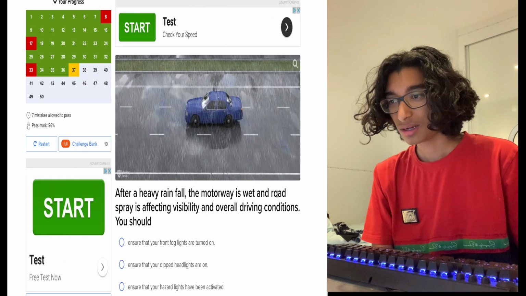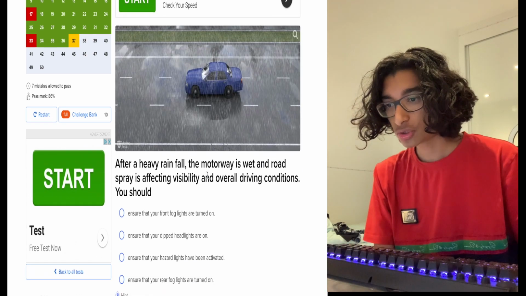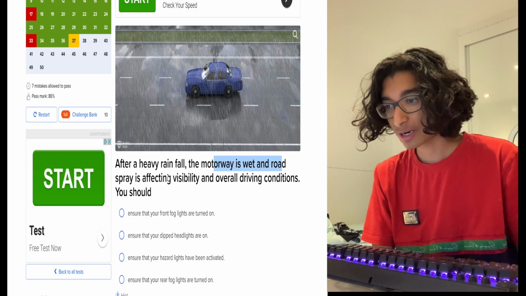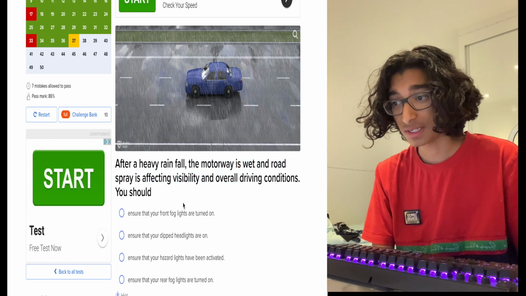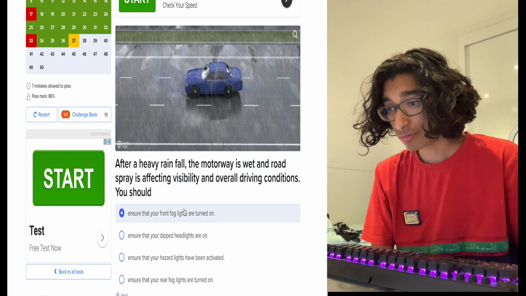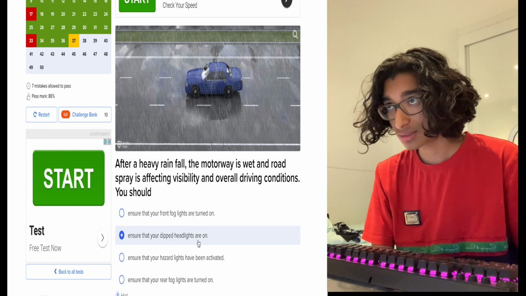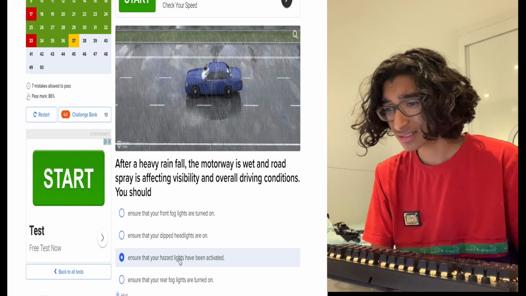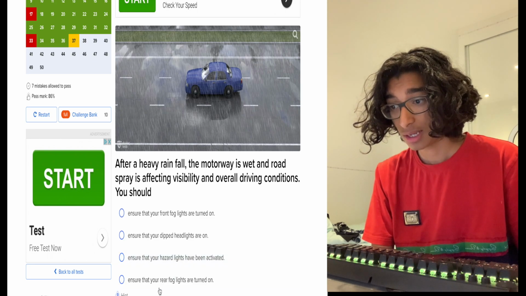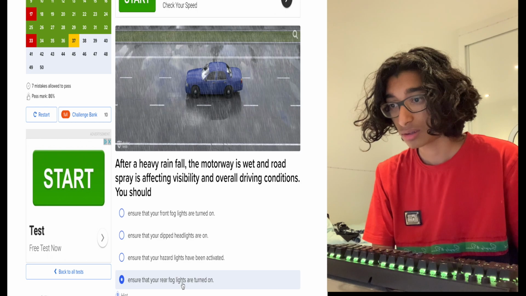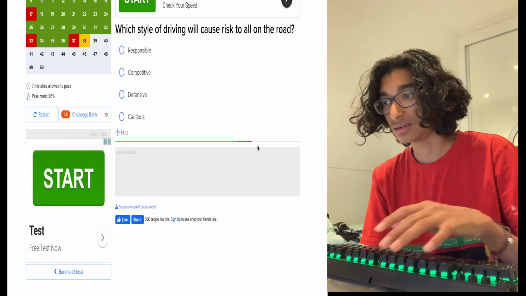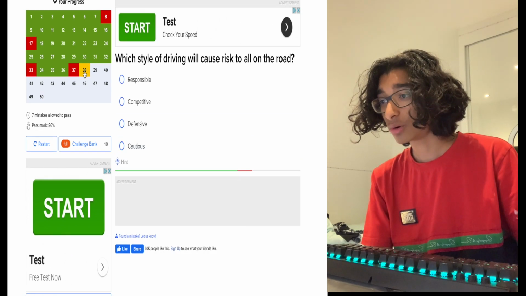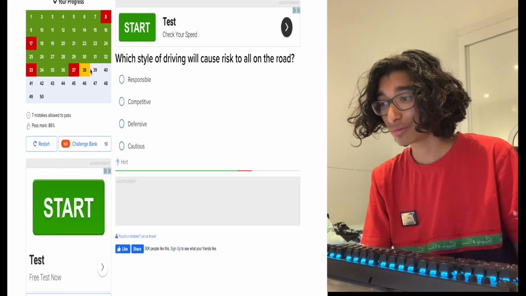After heavy rainfall, the motorway is wet and road spray is affecting visibility and overall driving conditions. You should ensure that front fog lights are turned on. Ensure that your dipped headlights are on. What are dipped headlights? Ensure that your hazard lights, no. Ensure that your rear fog lights are turned on. Yes. No idea. I've made 4 mistakes.